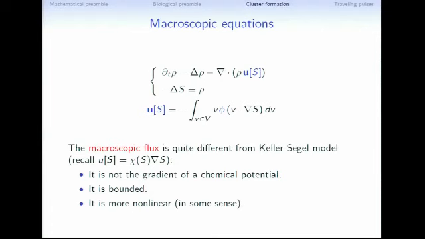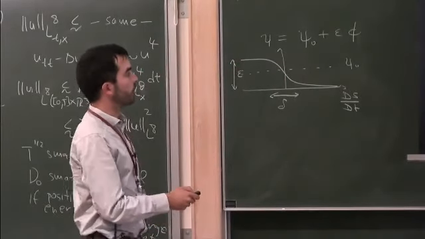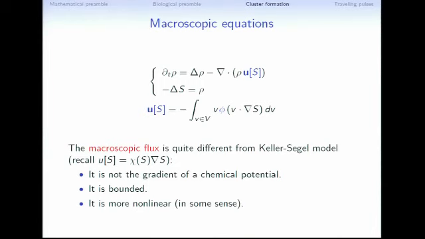But I claim that, in fact, it's quite different because you cannot linearize phi. As I claim, this is expected to be quite a stiff function. So the linearized equation is not relevant here. And in fact, it's quite different from Keller-Segel in different points. First, it's not the gradient of a chemical potential as Keller-Segel. It is bounded, on the contrary to Keller-Segel. So you don't expect a blow-up, finite time blow-up, for instance. And in some sense, it is more nonlinear than Keller-Segel because of this formula here.